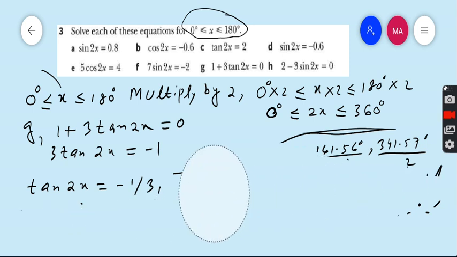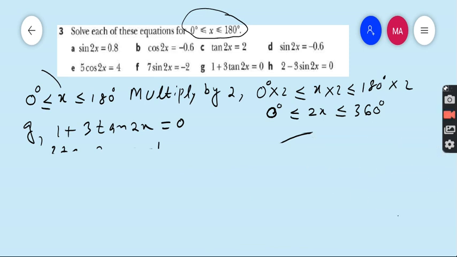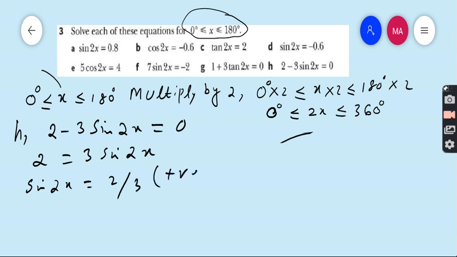Move to the last part, part H. So you can see how easy these questions are. Just convert the domain into the given angle and do the work. Part H is 2 minus 3 sine 2x equals 0. Then 2 is equal to 3 sine 2x, so sine 2x is equal to 2 upon 3. This is positive, and sine is positive in the first and second quadrants.